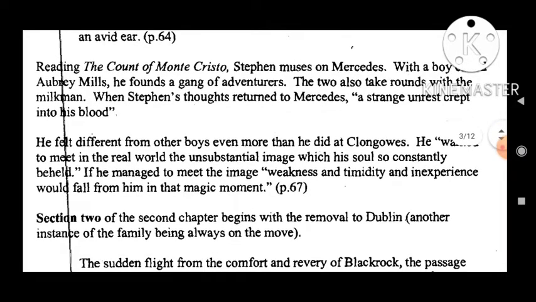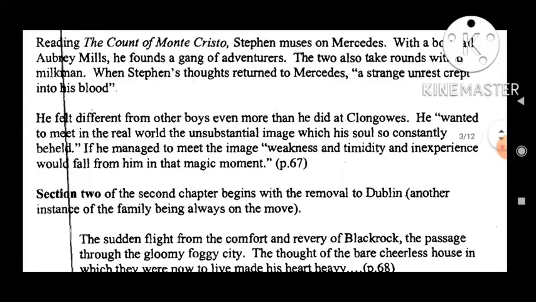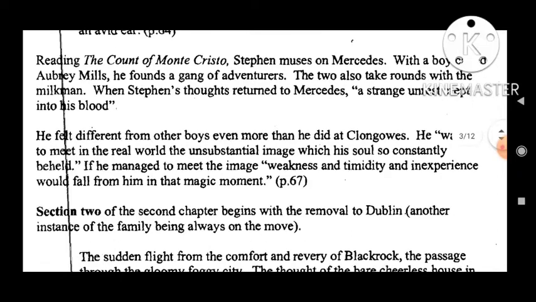Reading The Count of Monte Cristo, Stephen muses on Mercedes. With a boy called Aubrey Mills, he founds a gang of adventurers.